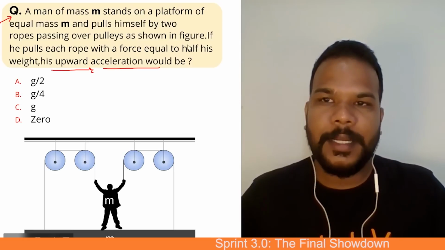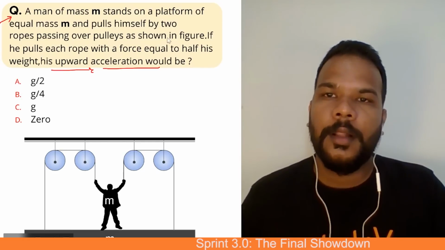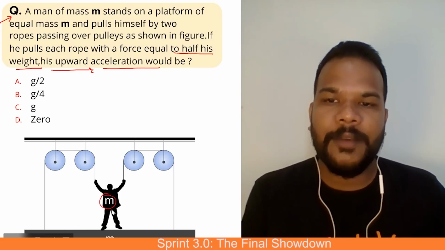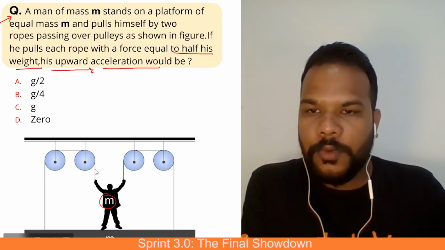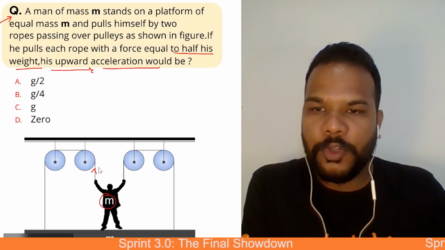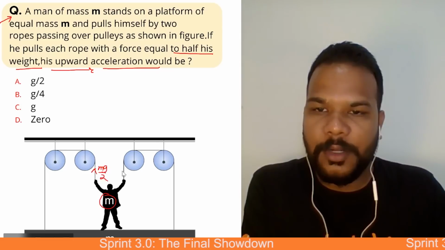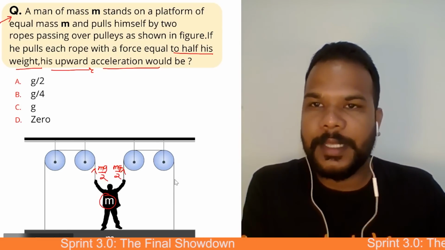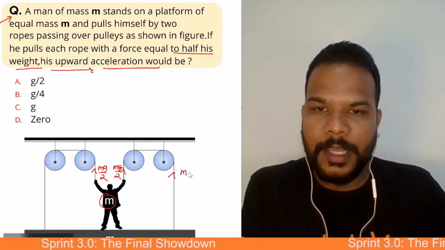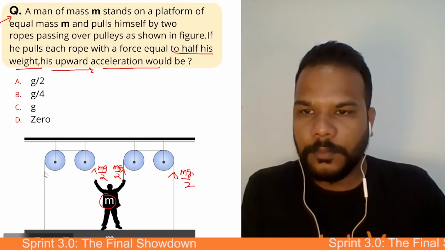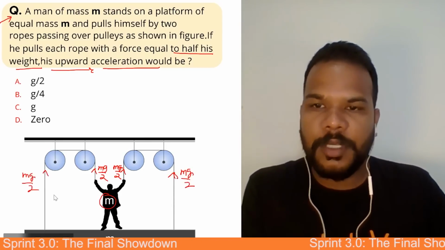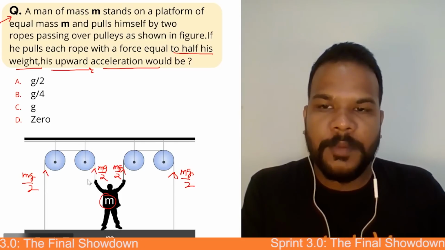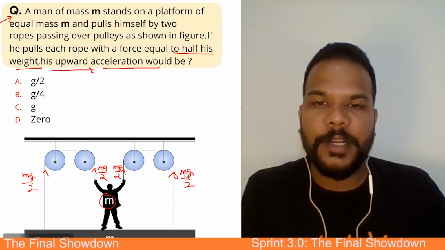What is given to us is that the person is trying to pull with a force equal to half of his weight. So if his own weight is mg, then the force he applies, which gives him an upward force equal to the tension, is mg/2. Here also mg/2. We are assuming a massless string because nothing has been given. That will be mg/2. This is also mg/2. So guys, the total upward force is mg/2 plus mg/2 plus mg/2 plus mg/2.